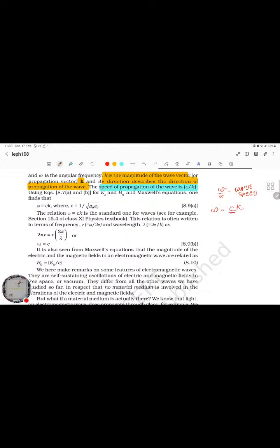So wave speed multiplied by k is what they call omega, and also c is equal to 1 by root of mu naught times epsilon naught, that is what they obtain. So the relation omega is equal to ck is the standard one for waves.